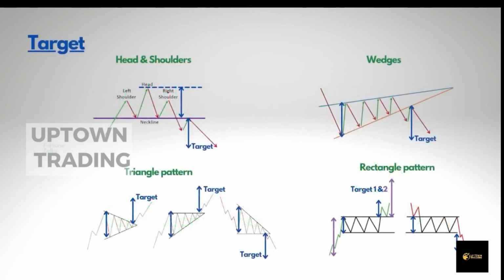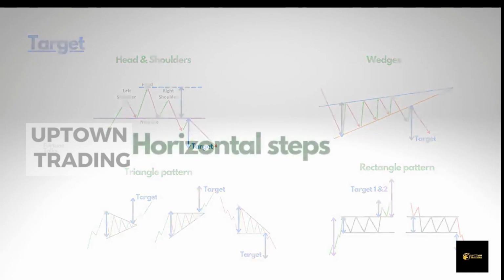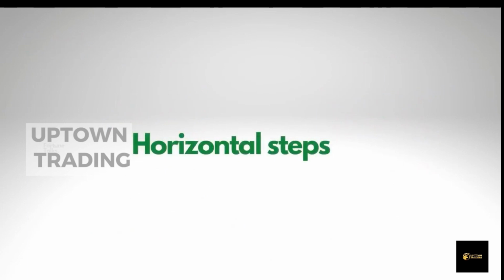Finally, the targets can be the next potential resistance level, or place a suitable target based on the type of consolidation pattern the market was in right now. Be it a wedge, a triangle pattern, or a rectangular pattern, use a suitable target based on the consolidation pattern formed in the market. Now, the second way of trading pullbacks is using horizontal steps.